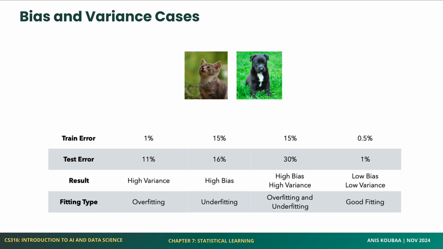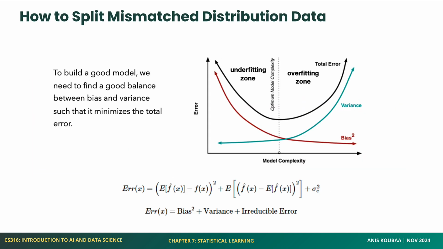Doctor, why was the optimal model not exactly at the intersection? Well, the optimal model is the one that will try to reduce both at the same time. This is theoretical. Theoretically, I need to find the minimum point at the intersection, the optimal model complexity, reducing the error, because the error is basically the bias squared plus the variance plus irreducible error.